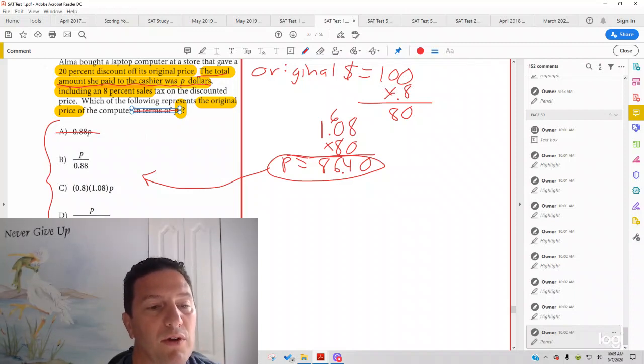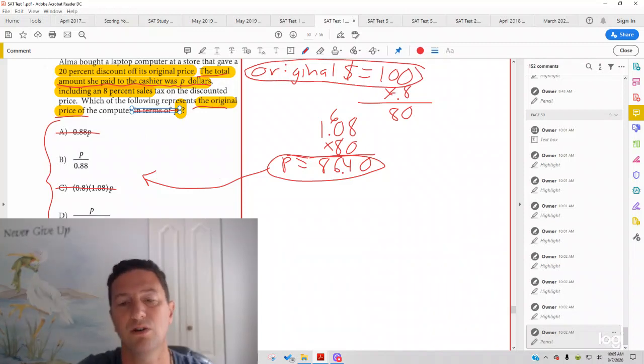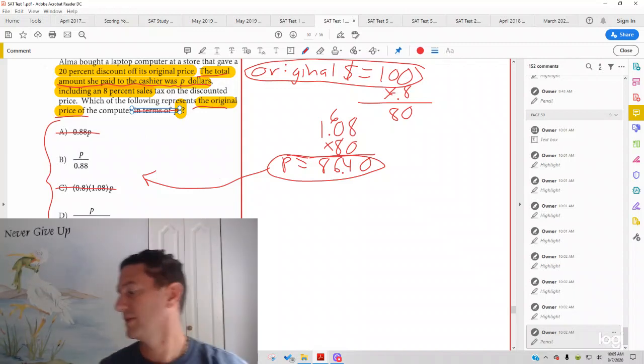That's going to give you a smaller value as well. What we need is the answer to the question, which of the following represents the original price. Remember, our original price was $100, so we know we have the right answer when we plug 86.4 into the answer choices, and we get 100.